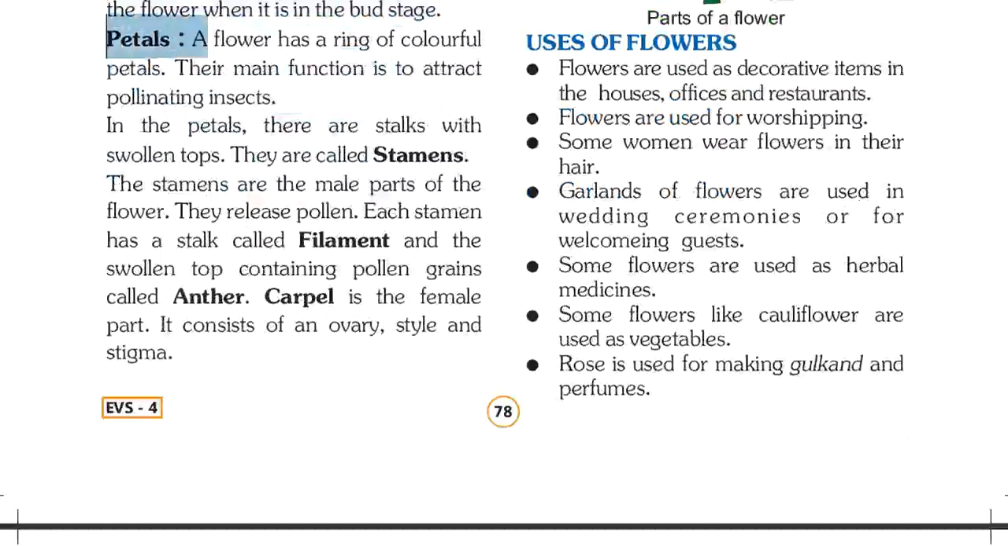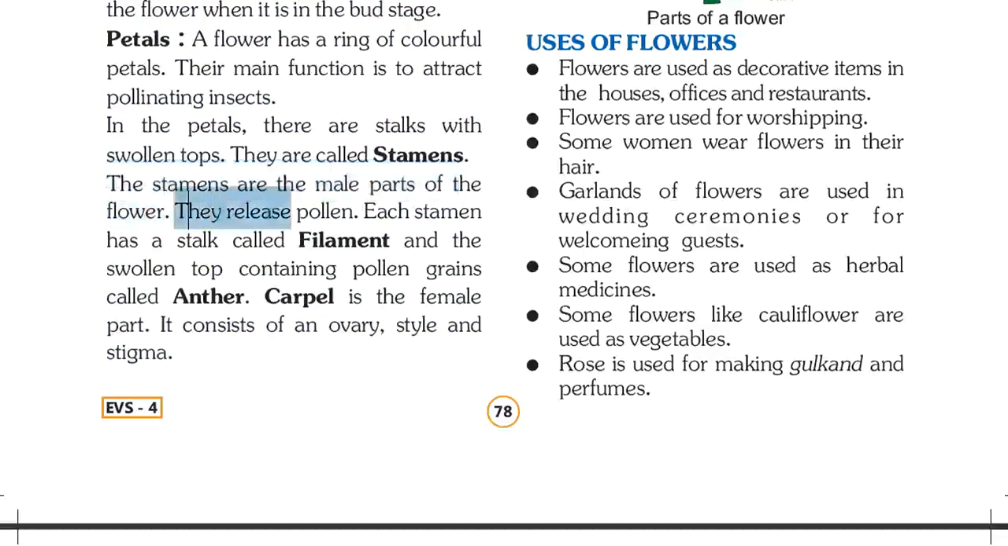Petals. A flower has a ring of colorful petals. Their main function is to attract pollinating insects. In the petals, there are stalks with swollen tops. They are called stamens. The stamens are the male parts of the flower.